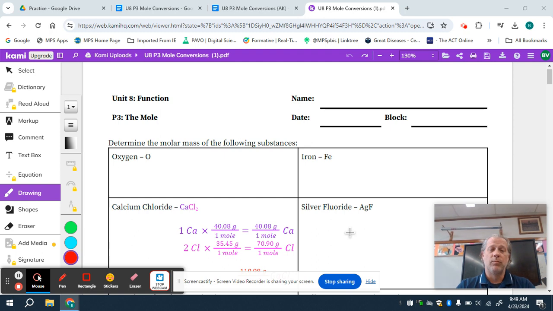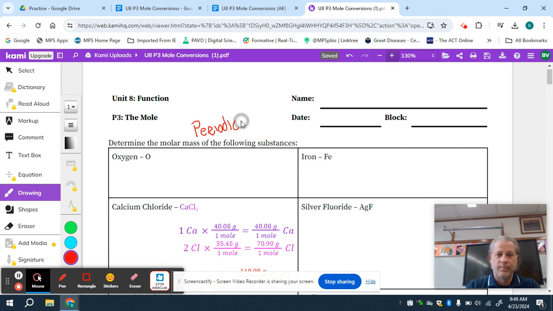But we also have to remember that the molar mass comes from the periodic table. So I'm going to write that here. For example, oxygen is element number 8. It's in column 16, and it has a mass of 16.00, and that's grams in 1 mole. So that's the molar mass of oxygen. And you would do the same thing for iron.